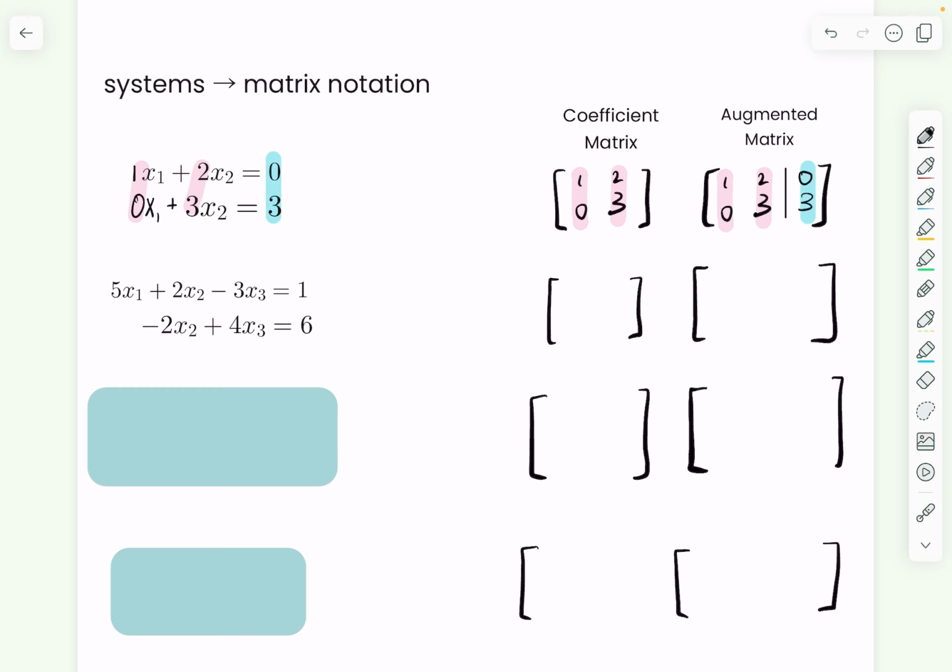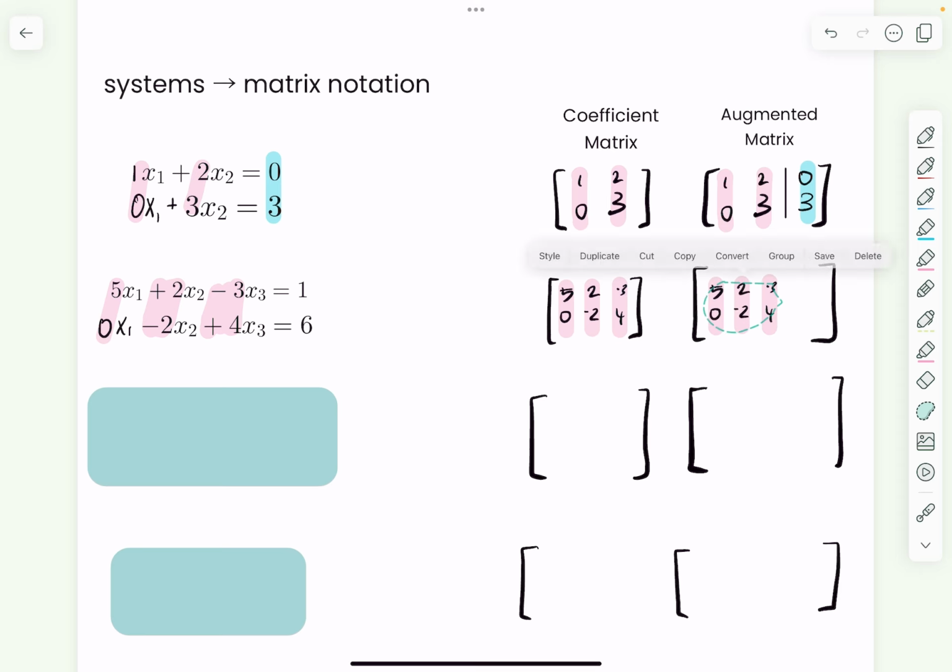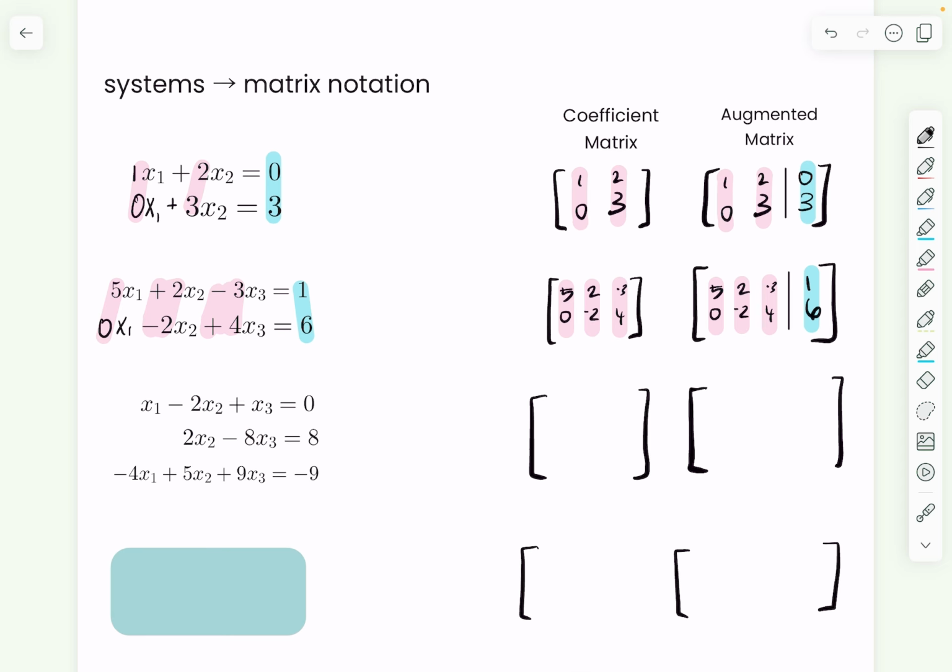Now what about this one? Again, fill out what you don't have. Here there's a 0x1 and I see all of my coefficients, so I'm going to highlight them. I have 5, 0, 2, -2, -3, and 4. Now I'm going to put them here: 2, -2, -3, and 4, and that's my coefficient matrix. Then my augmented matrix is literally my coefficient matrix, but you draw a line and then add your ending values.